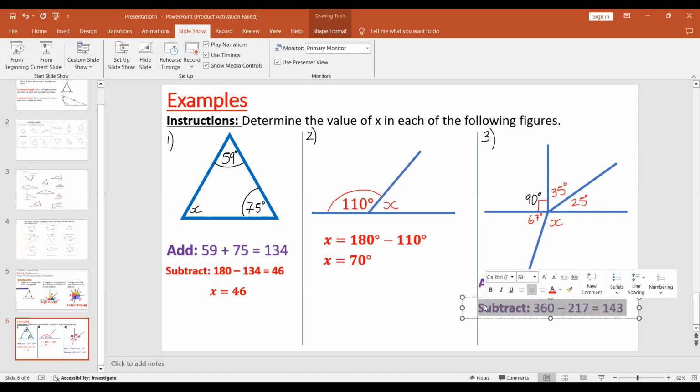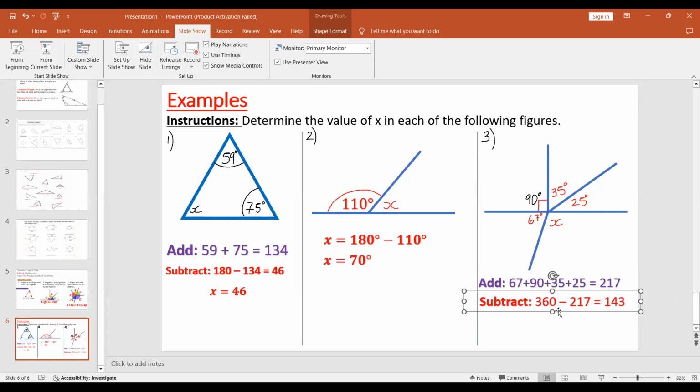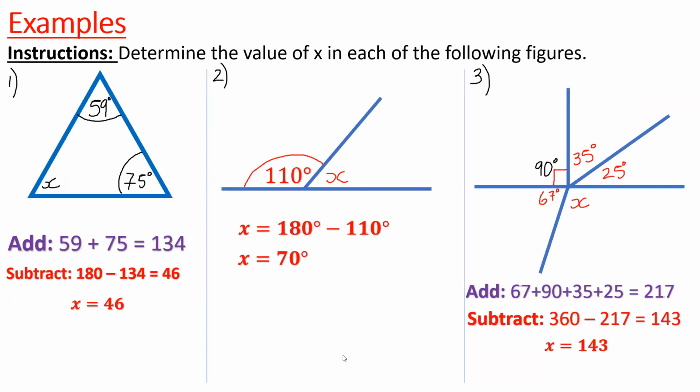That means that the value of x, right? The value of x is what? The value of x is 143. Very good. It's going to be 143 degrees. Okay. Okie dokie. Samantha, can you explain how we got 143 degrees, please?